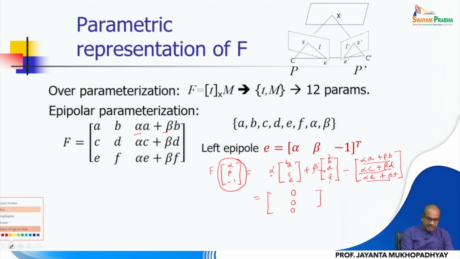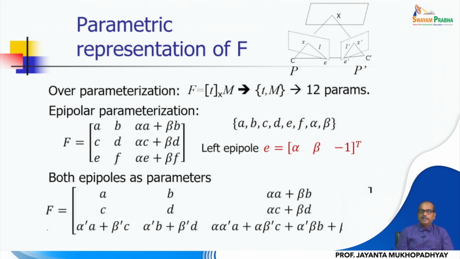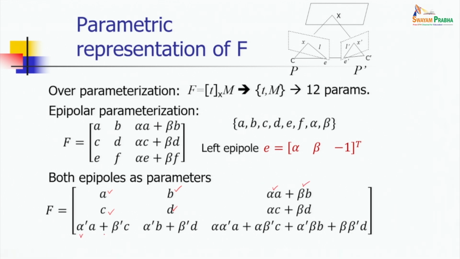Now, let us consider another representation where both the epipoles could be easily represented. Say this particular parametric representation. So what are the independent parameters here? A, B, C, D, and then you have alpha, beta. Also you have alpha prime, beta prime. So in this case also, how many do you have? 8. Earlier also it was 8. In this case also you have 8.